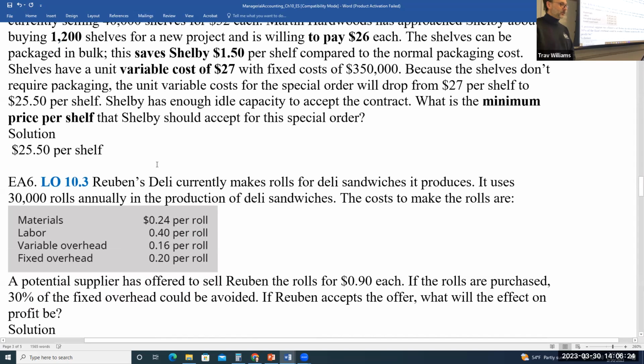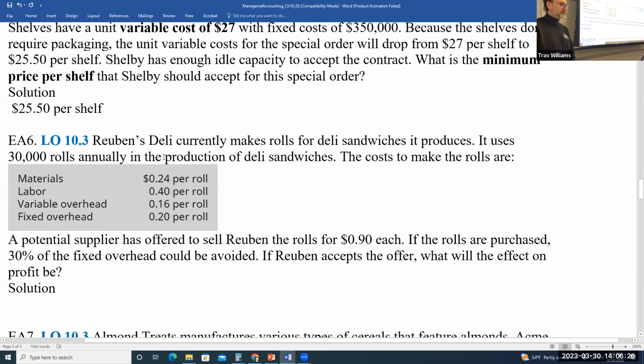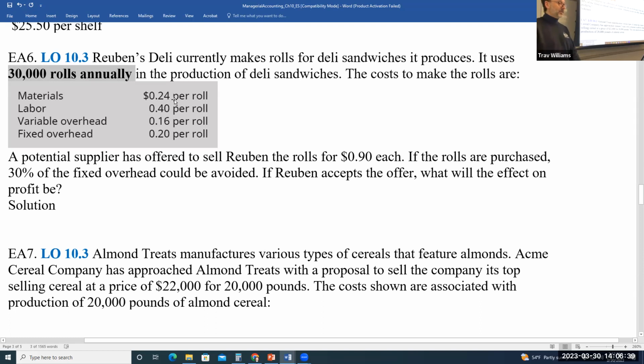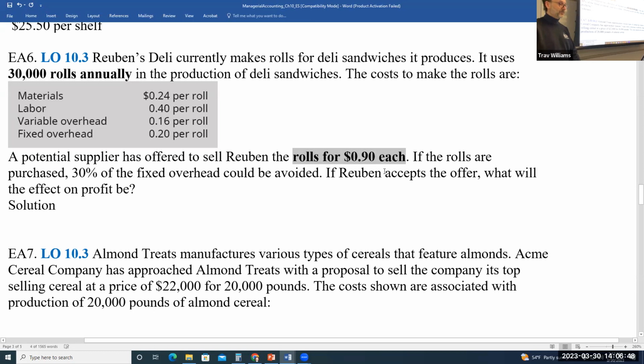So that one wasn't so bad, right? Let's go on to number 6. We've got a deli that makes rolls for their sandwiches, and they use 30,000 rolls annually. Here are the costs for making these rolls. A supplier offers to sell them the rolls for 90 cents each. If they do that, then they're going to avoid 30% of the fixed overhead.